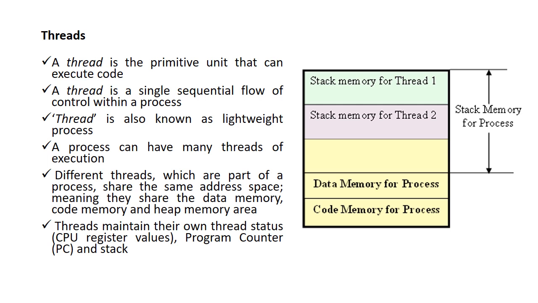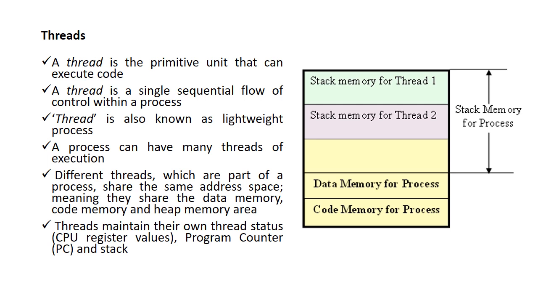A process is a program under execution, and it can have multiple threads. Parallel processing is possible by having multiple threads. All these threads will have common data and code memory, but every thread can have its own program counter and stack pointer. A thread is a sequential flow of control within a process, where the process means the program under execution.